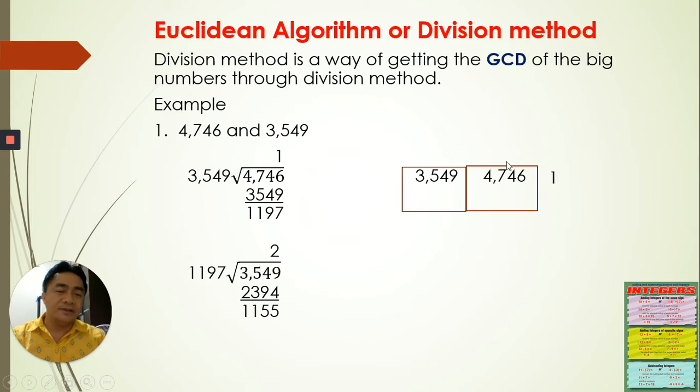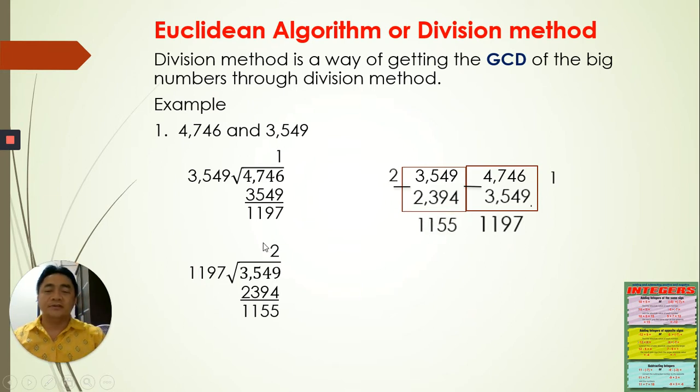We have here the dividend, the big number, and the smaller number will be the divisor. So we divide this to this one. It will be 1. 1 times this will give you 3549, right? So you subtract this, and you got 1197. So this will be your new divisor. So 3549 divided by 1197, it will be 2. 2 times 1197 is 2394. And you subtract this, and you got 1155.